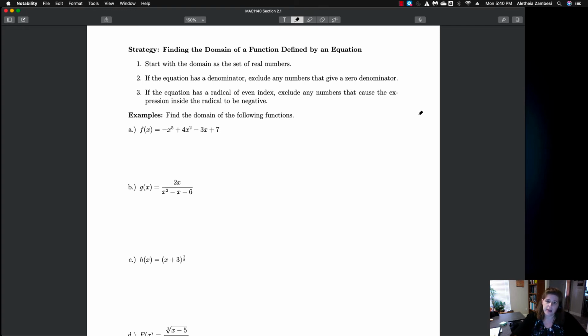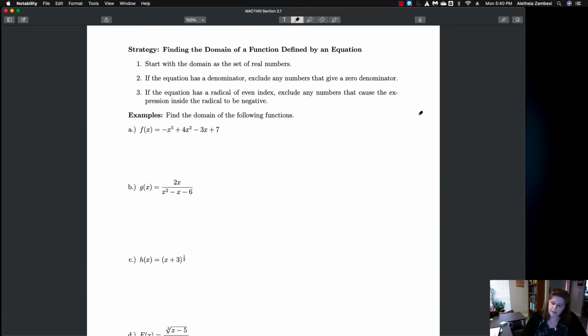If the equation has a denominator, the denominator cannot be equal to 0. So we have to exclude any values that make the denominator 0. Also, if there is a radical of an even degree, then we cannot have a negative number inside that, or any combination thereof. Radicals of odd degrees are fine. Radicals of even degrees we cannot have negative numbers in.